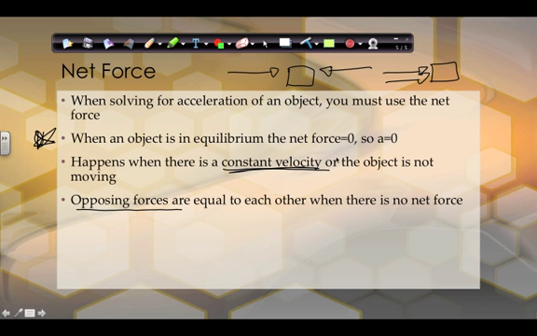but you can have equilibrium if an object is moving. And I think a lot of students miss that fact. So this is something that you might want to highlight in your notes.